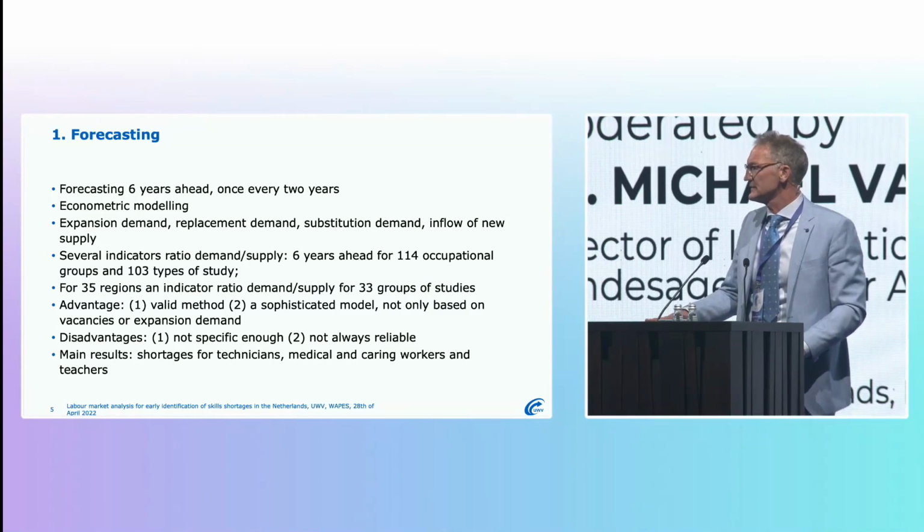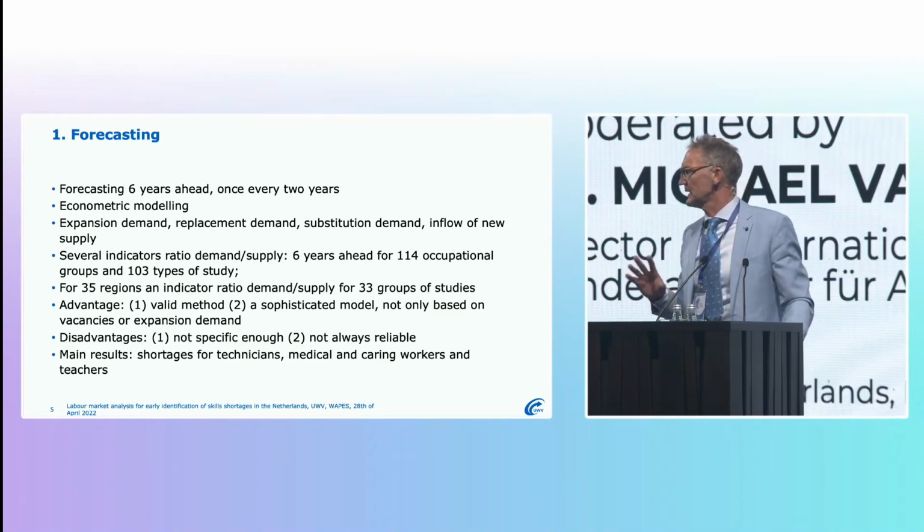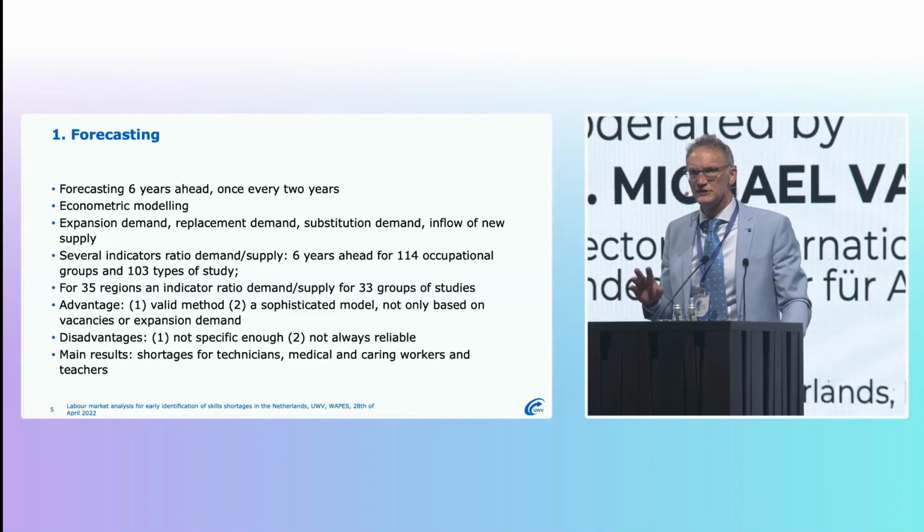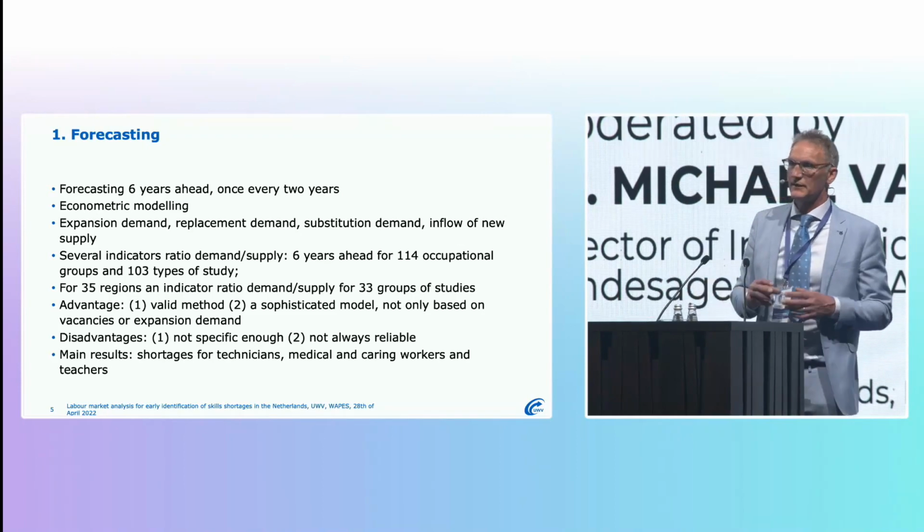But nevertheless, the main results are that there are shortages for technicians, medical and caring workers, and teachers 6 years ahead, and we use those main results. We do not use the specific results because we think with graduate tracking we have a better source.